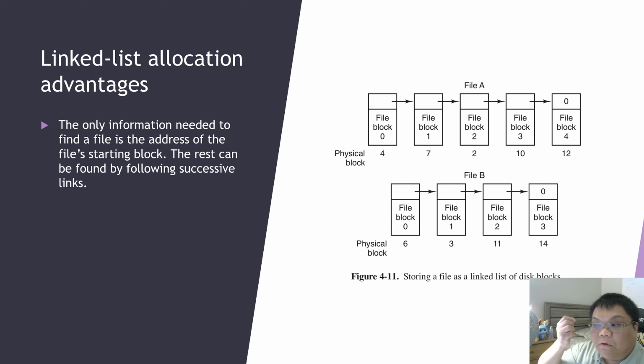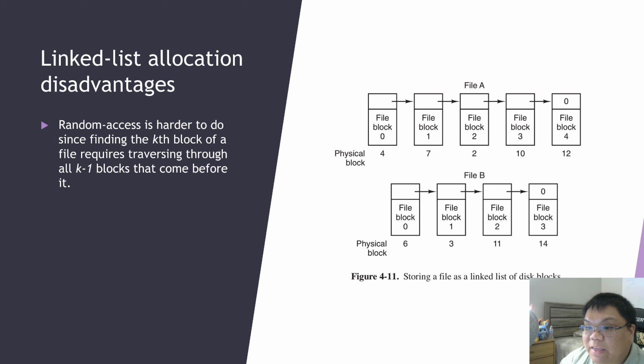This makes it great for sequential access, where you have to follow a file one block at a time. But the problem with linked list allocation is that random access is harder to do. You want to find the 12th block of a file? Well, you have to go through the first 11 blocks of the file first, one block at a time, until you get to that 12th block. To find the kth block in general requires going through the first k-1 blocks before that. So, random access is harder to do with linked list allocation.